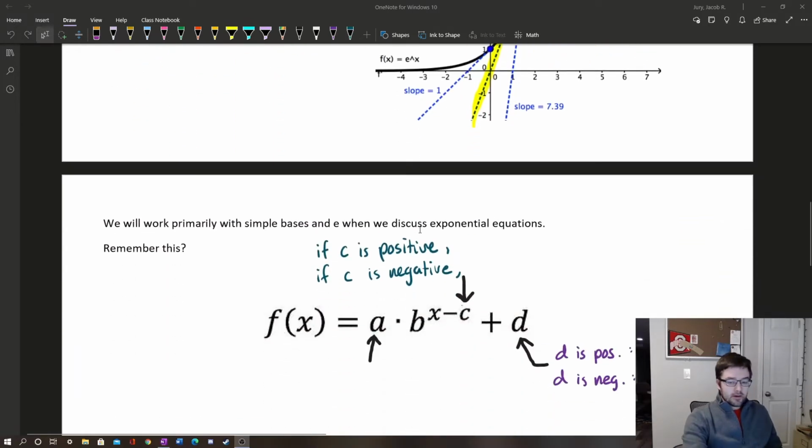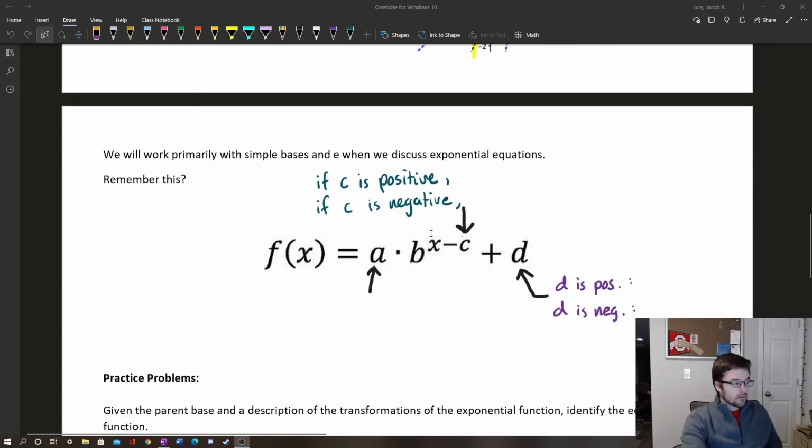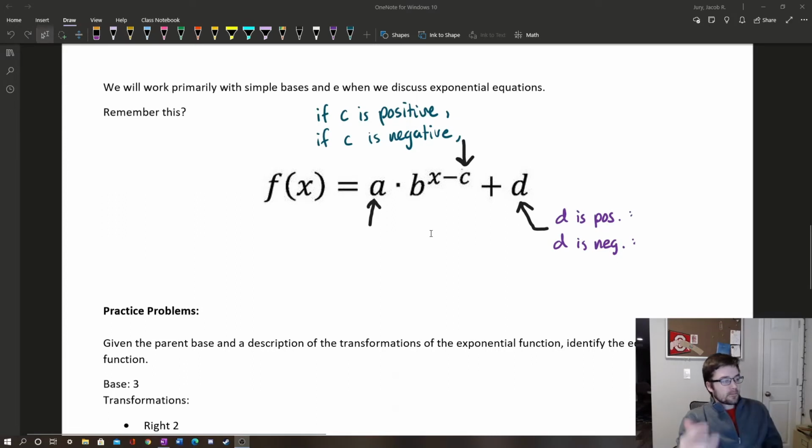Now, moving on to graphing. So you might have forgotten this, you might remember it. If C is positive, then we're going to shift right. This is an exponential equation with base A.